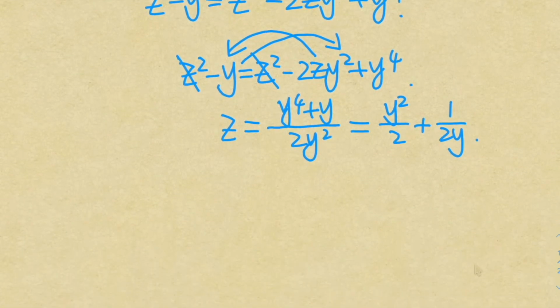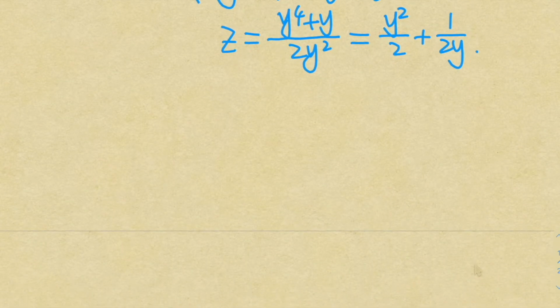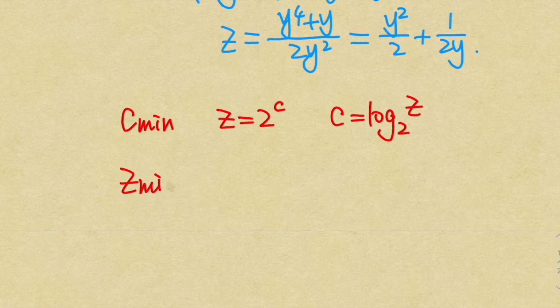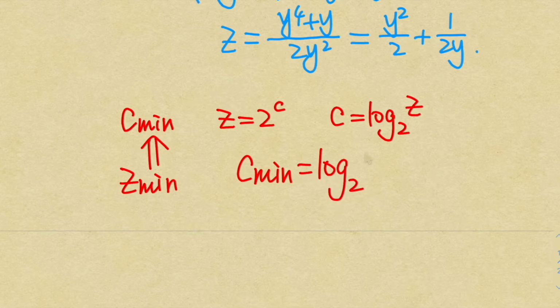For now, we have a little bit of progress. But you may be confused about how to find the minimum value of c with z. So don't worry about that. Just now we set z equals 2 to the c. So c equals log base 2 of z. So if we have the minimum value of z, then we will have the minimum value of c. Let me write it down. c minimum equals log base 2 of z minimum.